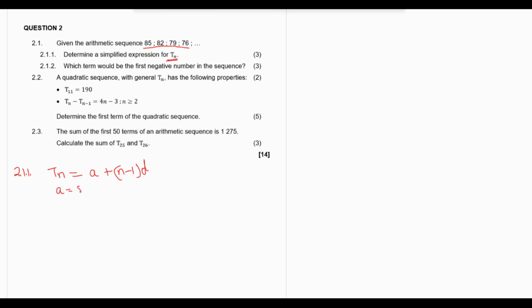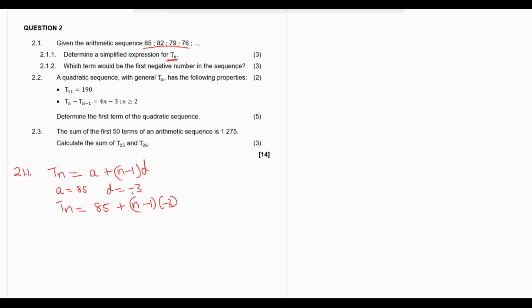A is equal to 85, and then the difference, 82 minus 85, is negative 3. So it means d is equal to negative 3. We can even check with 79 minus 82, still negative 3 there. 76 minus 79, negative 3. Then we substitute these into the general formula. So Tn is equal to 85 plus (n minus 1) times negative 3.